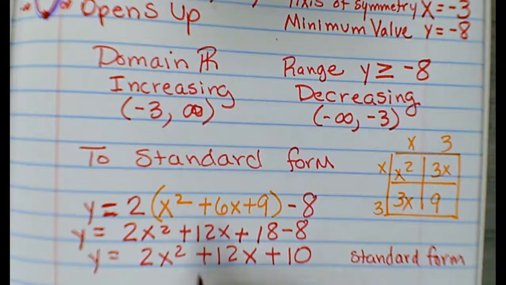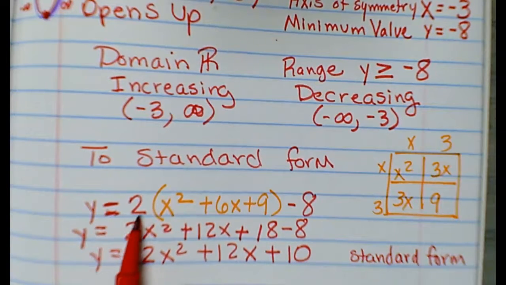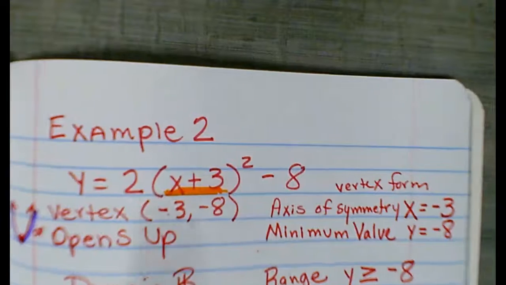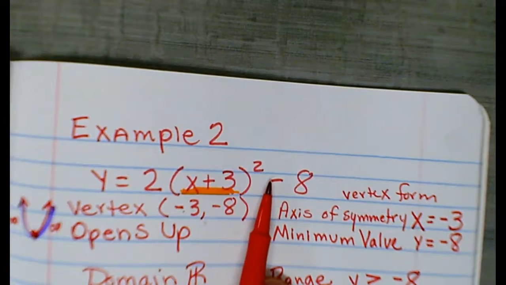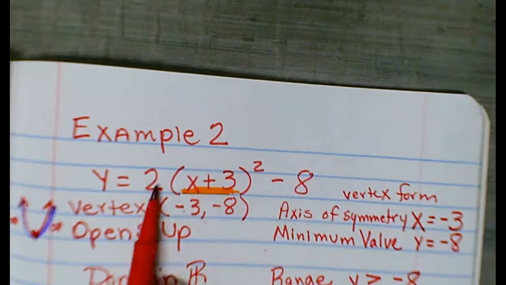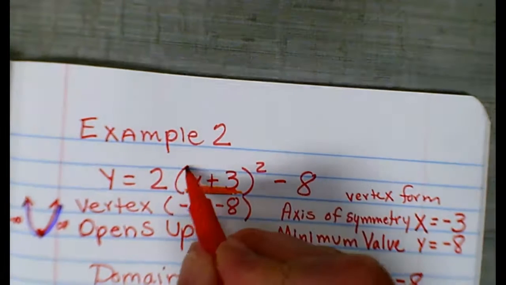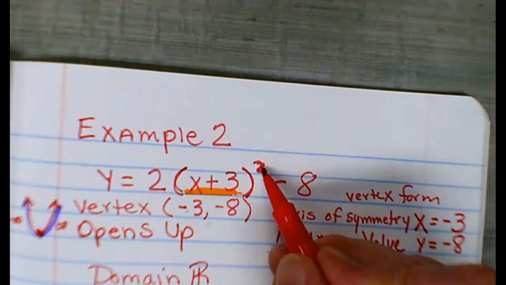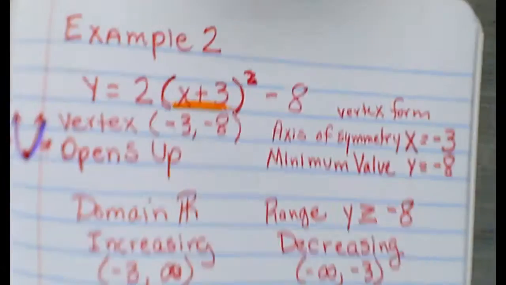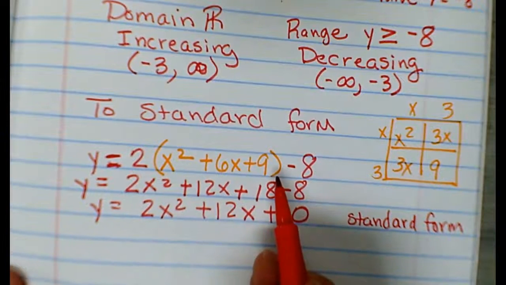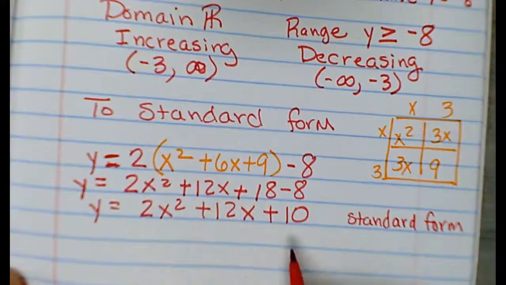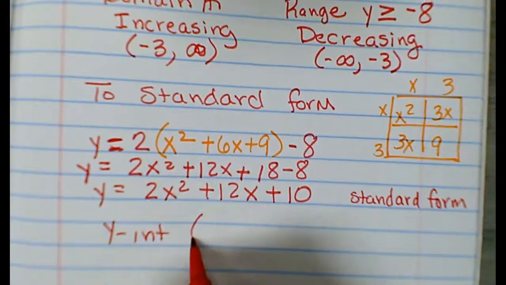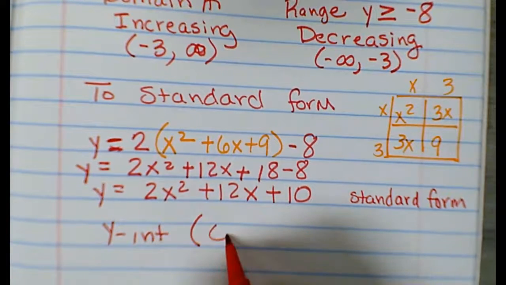Do you understand the difference in distributing here? Here I can distribute. Up here I cannot distribute the 2. I cannot distribute a 2 into a parentheses that is squared, because squared is a higher order of operation than multiplication. Do I have any squareds here? That's why I can distribute here. Once it's in standard form, you should be able to tell me the y-intercept.